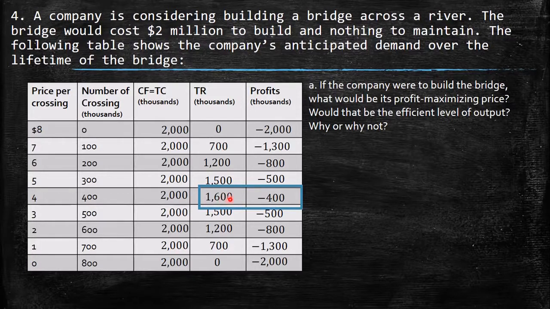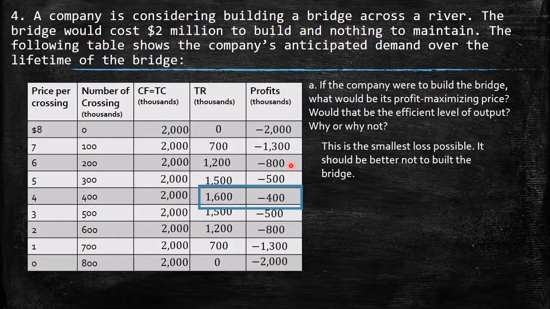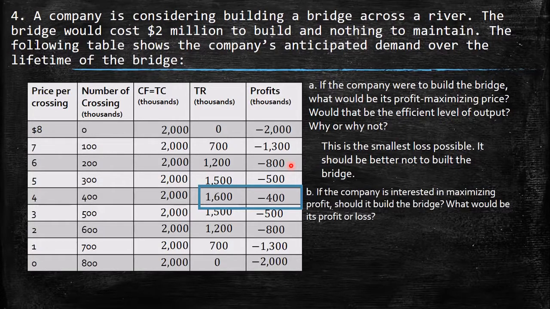time your total revenue is going to be 1,600 minus this one. You will have a loss of minus 400,000. This is the smallest loss possible, but it's better not to build a bridge if they can anticipate that.